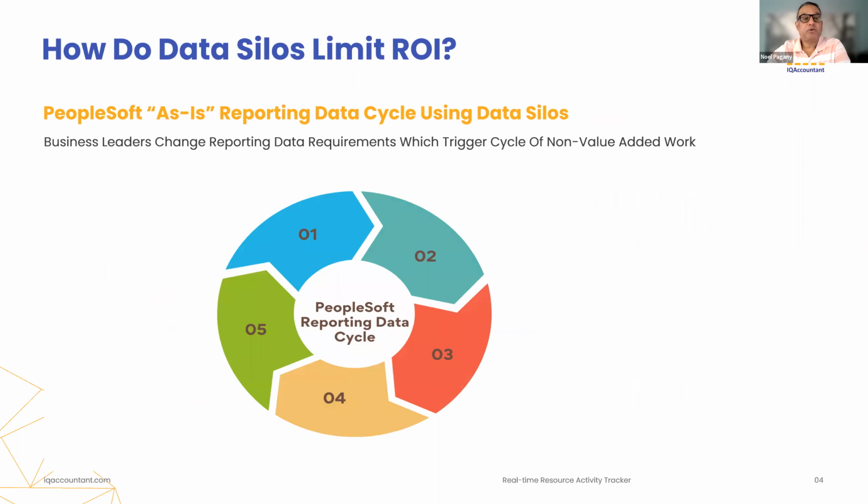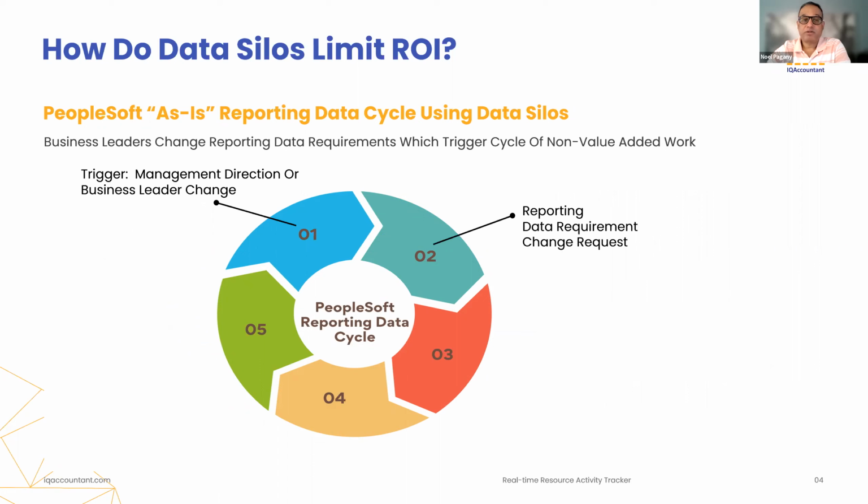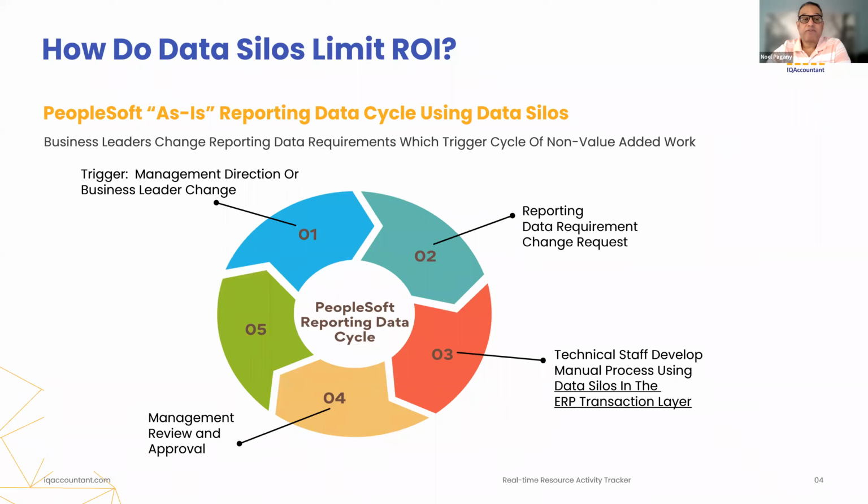In addition, we also notice there's a cycle that's involved in data silos, which we call the PeopleSoft reporting data cycle. The trigger is management direction or business leader change. When that occurs, there's a reporting data requirement change request. That follows technical staff develop a manual process using data silos in the ERP transaction layer. Well, after management reviews and approves, this process becomes operationalized in production, but each period there's a manual effort to replicate the report, which causes more distraction for the accounting staff.